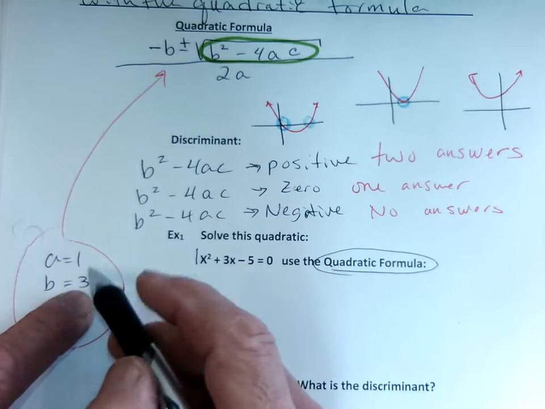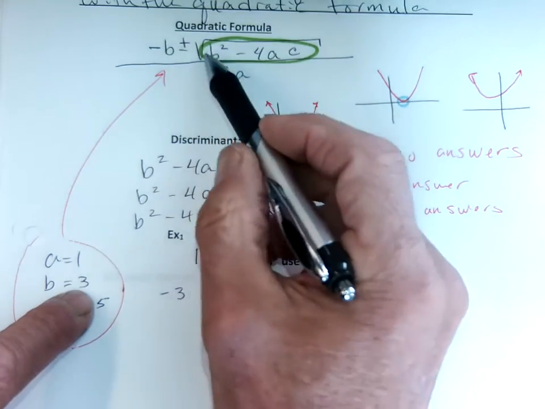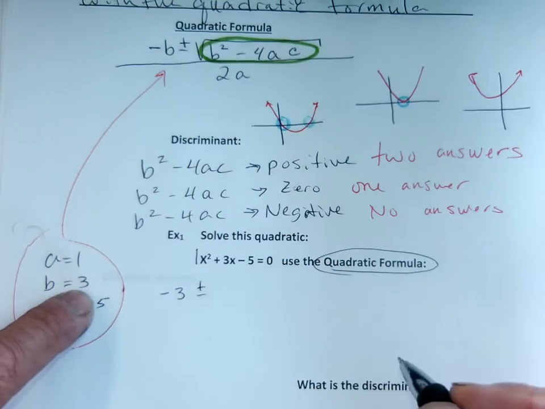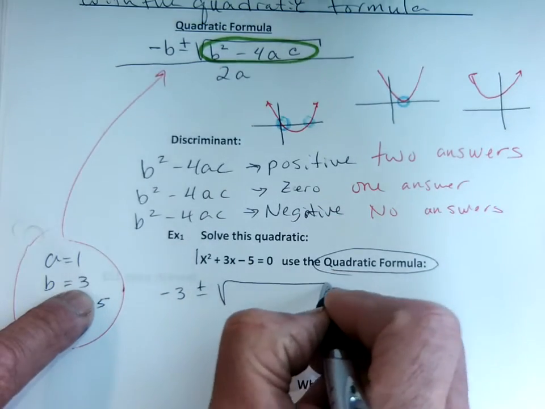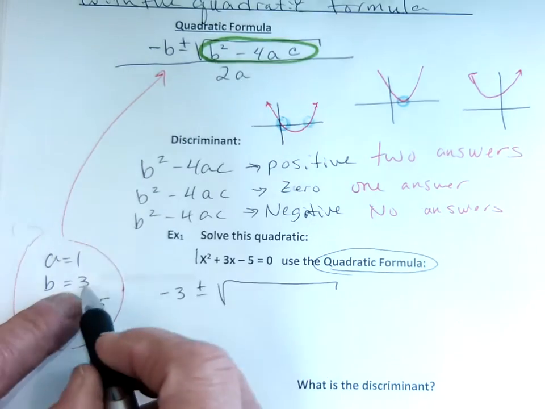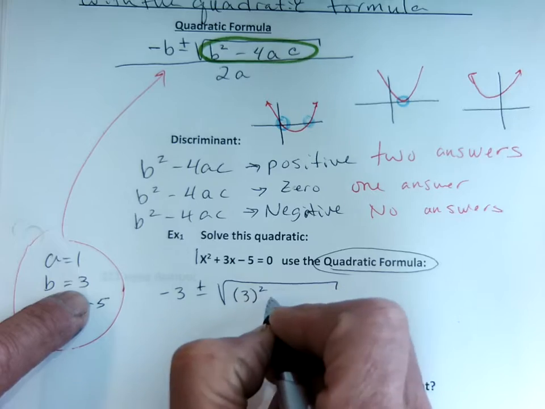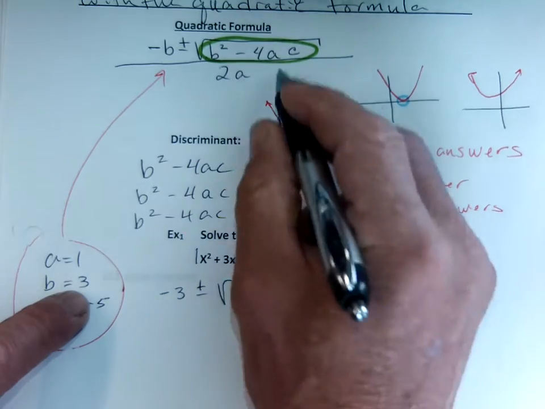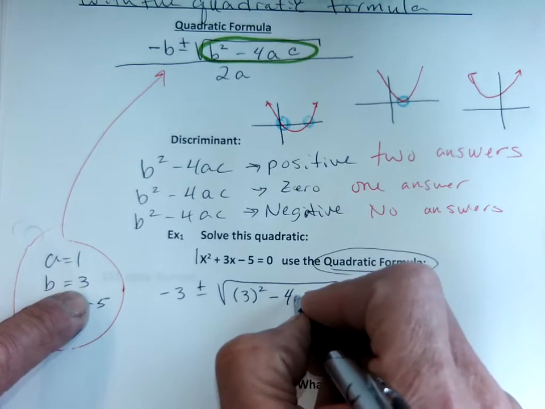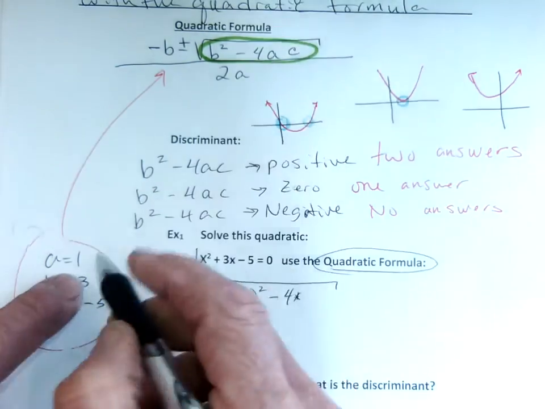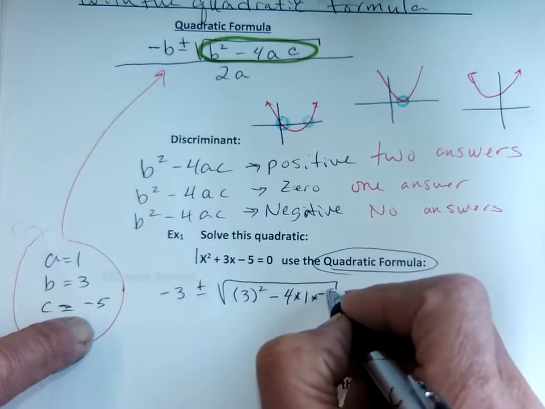So I'm going to go negative 3 plus or minus the big square root, that's the formula, b squared. Now b is 3, so it's going to be 3 squared minus 4. 4 is in the formula, always 4. 4 times a, and a is 1, times c, which is negative 5.